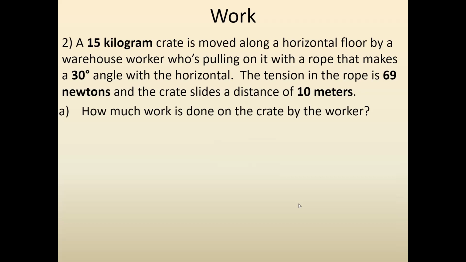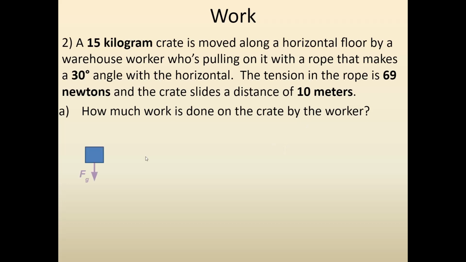All right, so now we have a person pulling on a rope at 30 degrees. They tell us what the tension force is, and we want to know how much work is being done on the crate by the worker. Because the rope is pulling at 30 degrees, the angle is given to the horizontal. The crate is sliding horizontally along the floor.